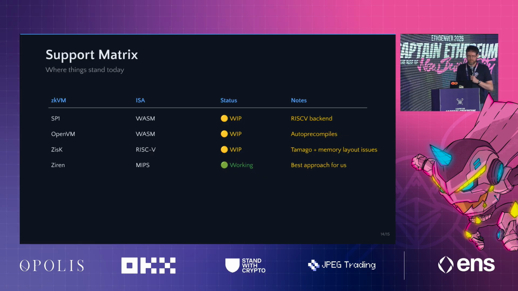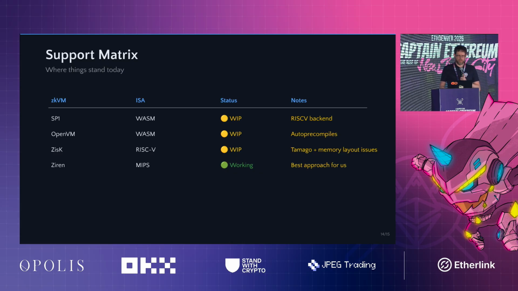So this is where we support right now. There's SP1. SP1 goes through WASM, and then they do a WASM to RISC-V transpilation. They do this for Arbitrum, so we're profiting from this. Then there's OpenVM, also using WASM, and via a tool called Powder, we can also run on OpenVM.